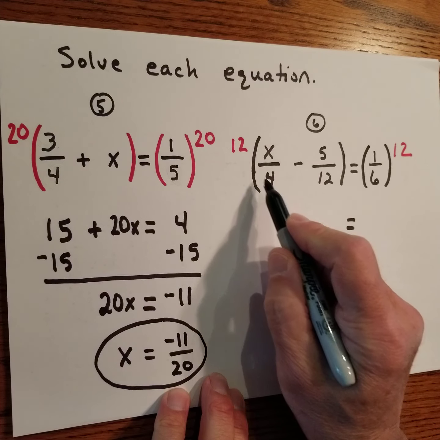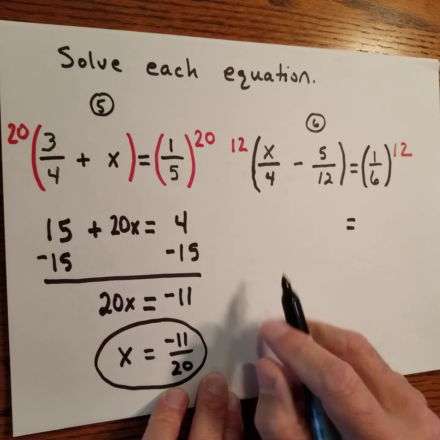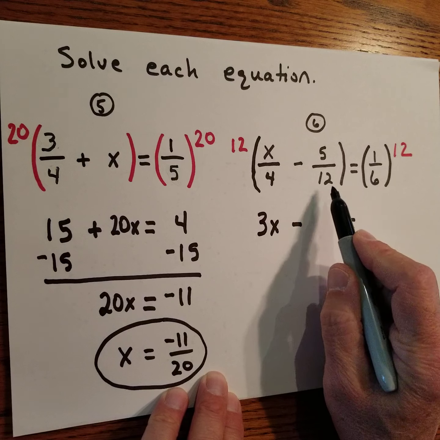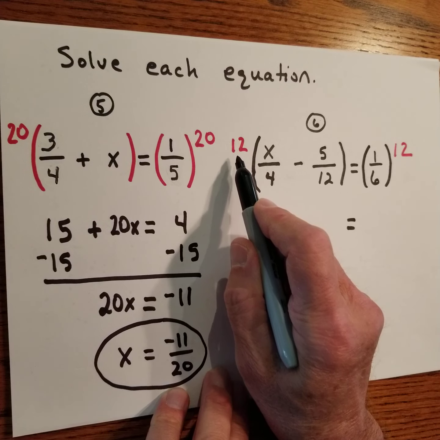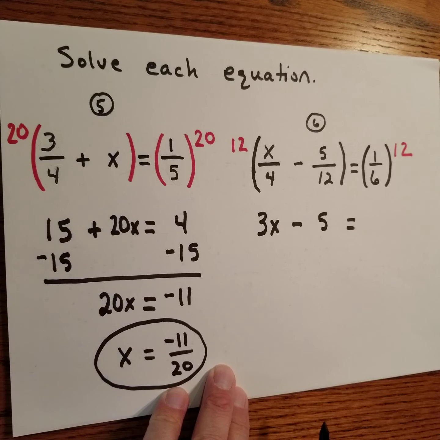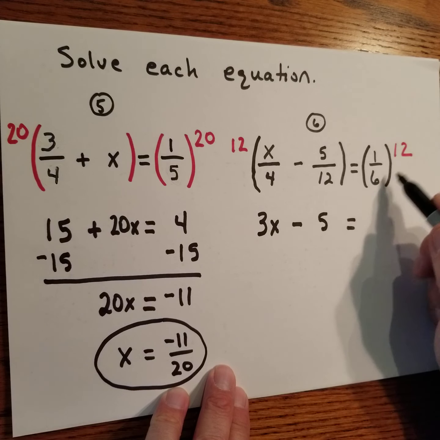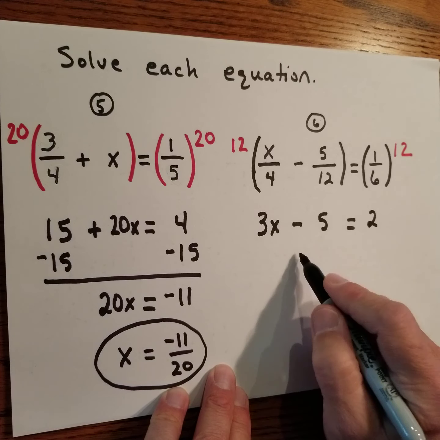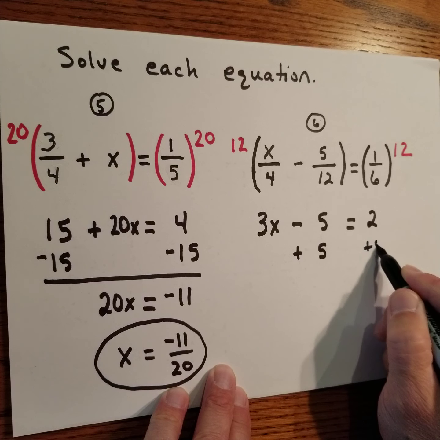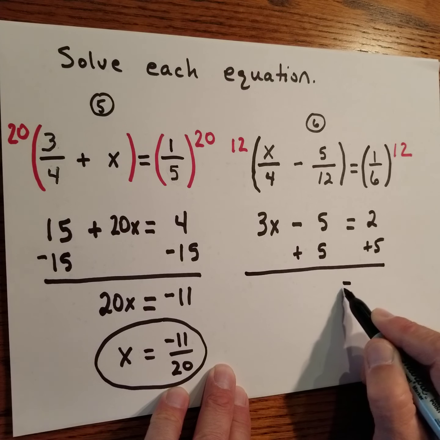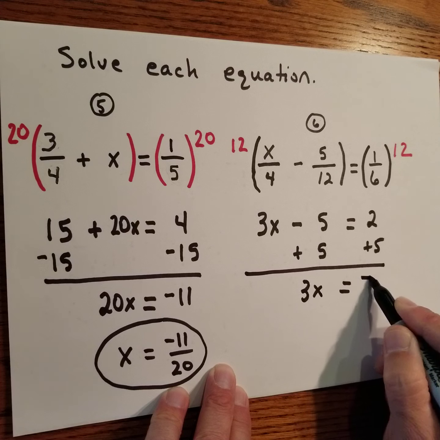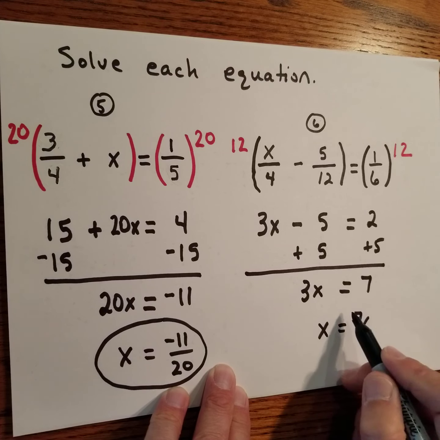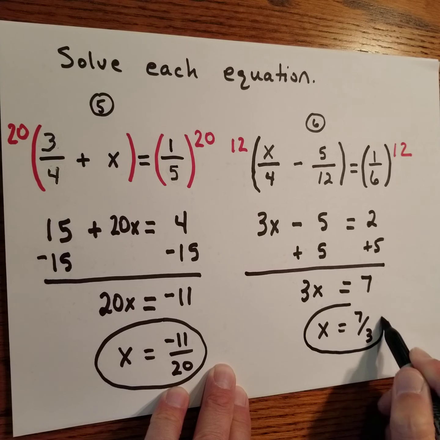Now, how many times does 4 go into 12? 3. 3 times x, looks like that. How many times does 12 go into 12? It's 1. 1 times 5 goes there. 6 goes into 12 twice. 2 times 1 is 2. Now solve. And when I divide by 3, my final answer is 7/3. Beautiful.